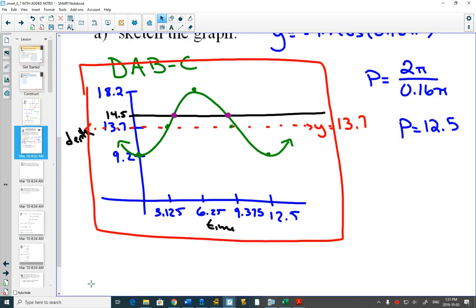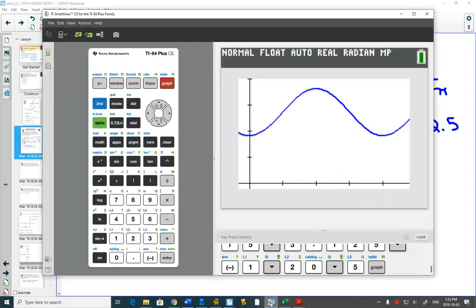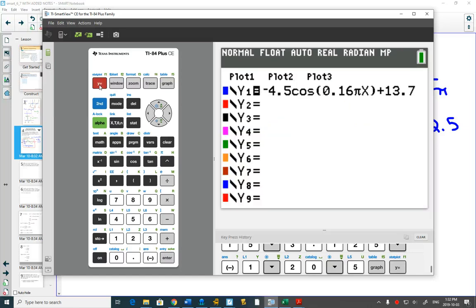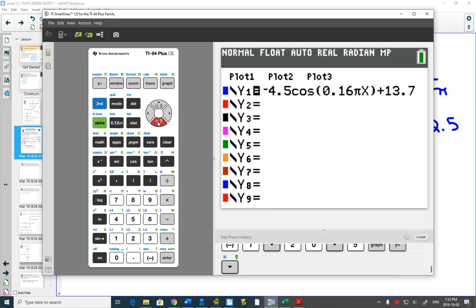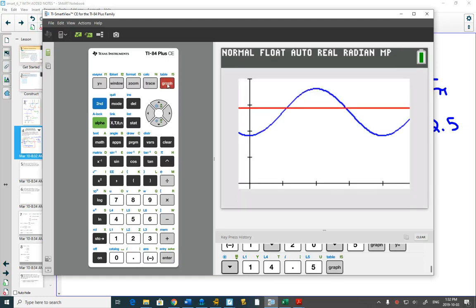I've just drawn this scale. If I want to add this black line in at 14.5 meters, I can go back to my calculator, go to y equals, go to a second equation, and type in 14.5. That will draw a horizontal line where 14.5 meters is.